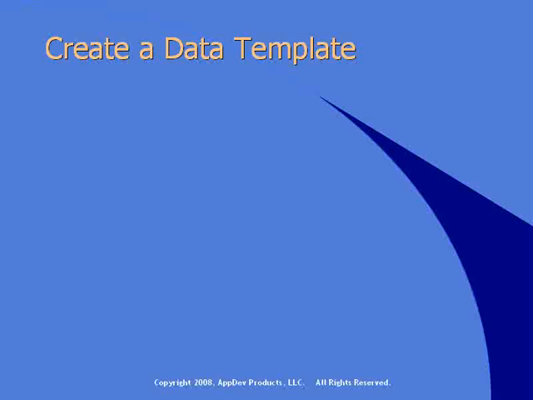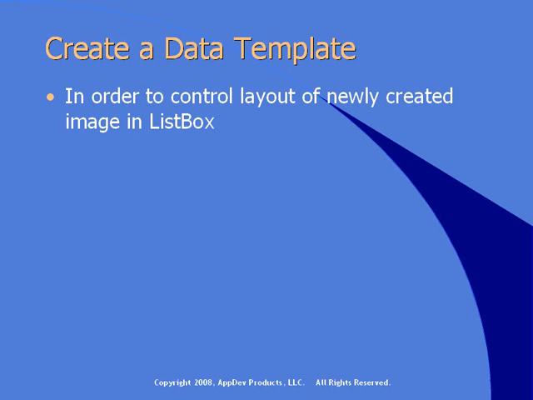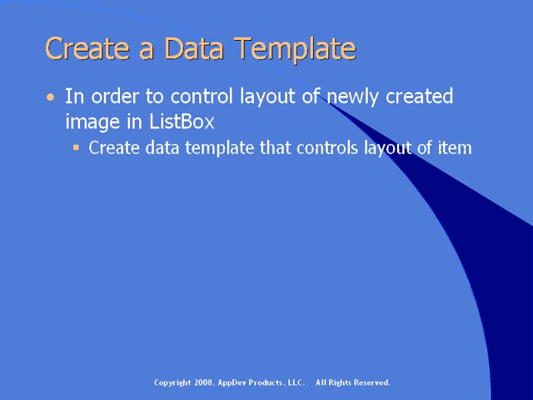We'll also create a data template. This is there so we can control the layout of the newly created image in the list box. If you don't have a data template, how would the list box display that image? Somebody's got to generate the XAML markup for that image in the list box. We create a data template that controls the layout of the item, and we supply a data source within the template telling the template where it's going to get its data.